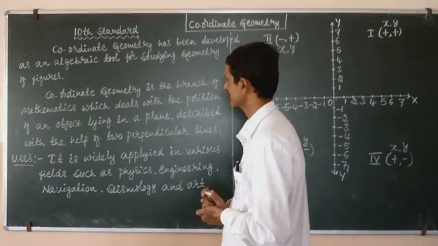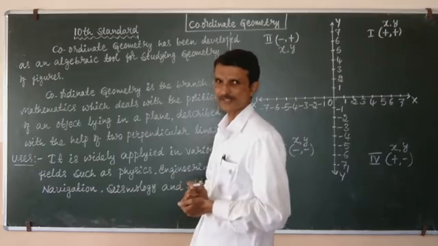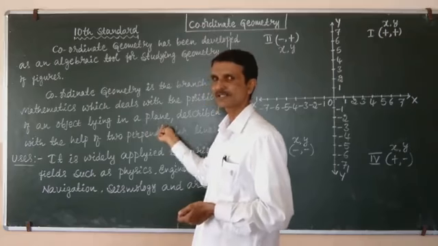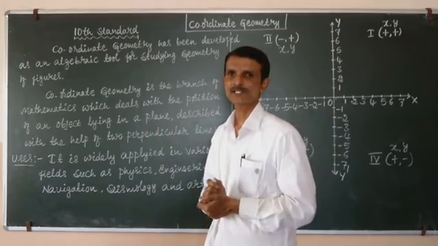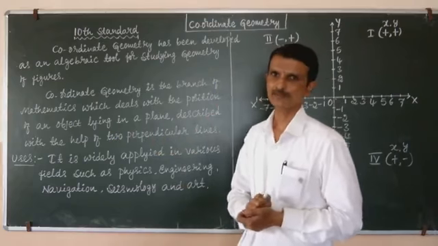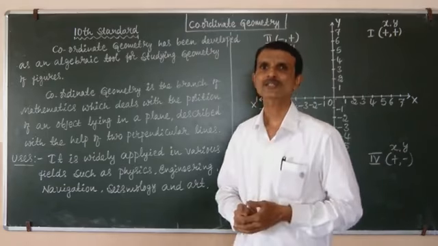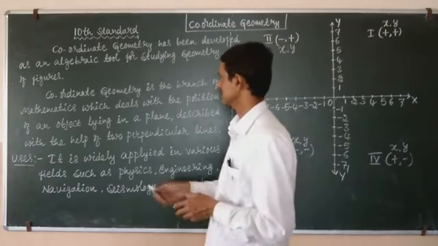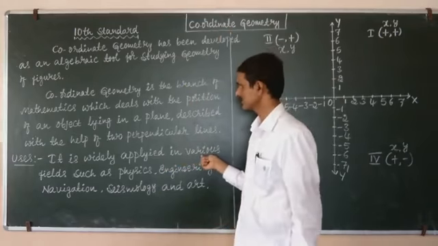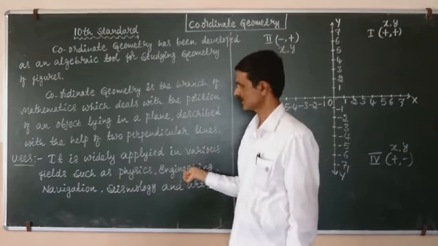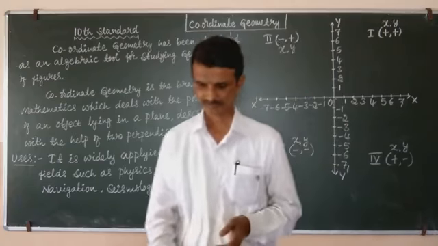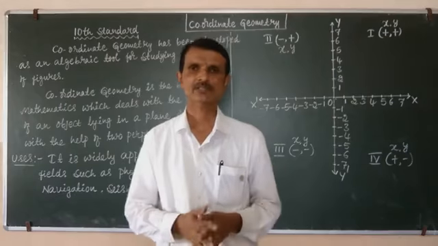Coordinate geometry is the branch of mathematics which deals with the position of an object lying in a plane, that means where it is placed, described with the help of two perpendicular lines, that is the x-axis and y-axis. The applications of coordinate geometry are widely used in various fields such as physics, engineering, navigation, seismology and art. So this is the uses and the definition of coordinate geometry.